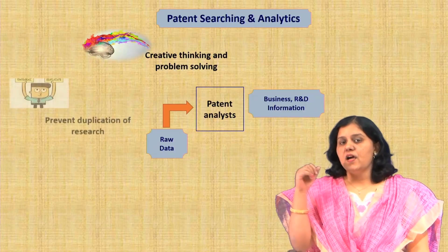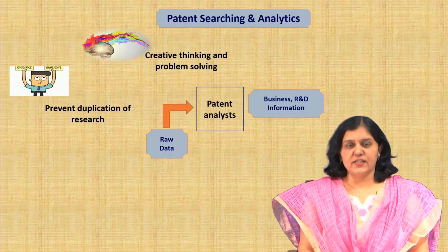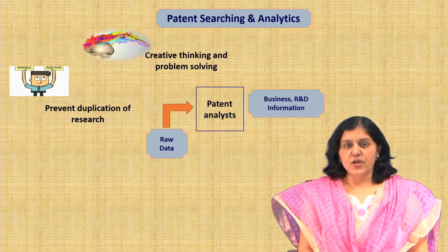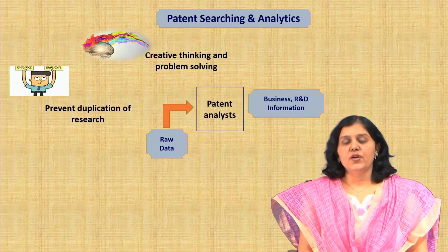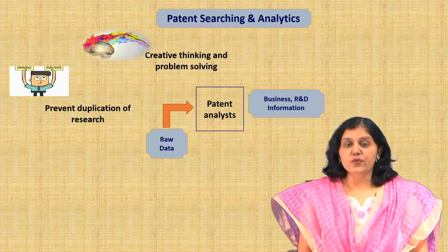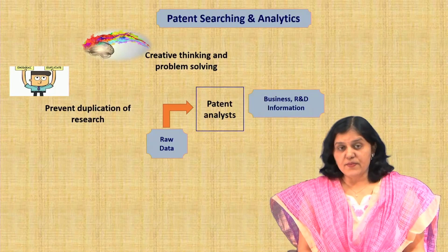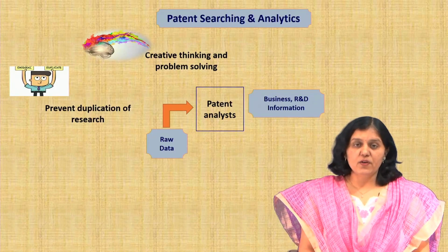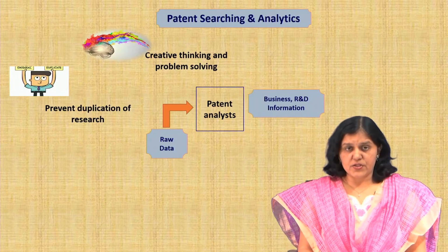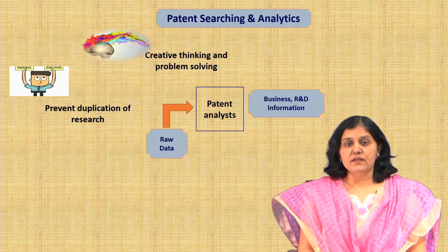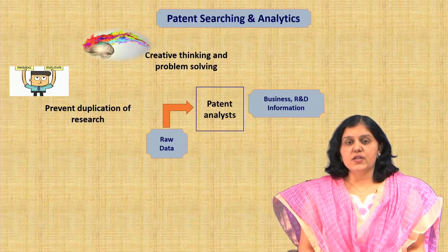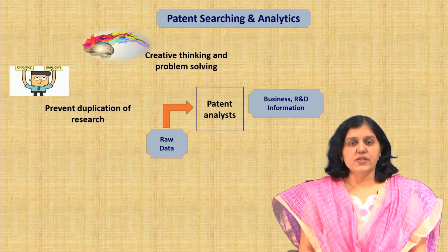The next is prevent duplication of research. This is very, very important. When you do research, you are investing your time. If you are a PhD student, you invest your valuable time of 3 to 4 years in research, or sometimes more. You are investing resources. If you are working in a public or private organization, you are using so many valuable chemicals, instruments, etc. So many other important resources you are using for your research.